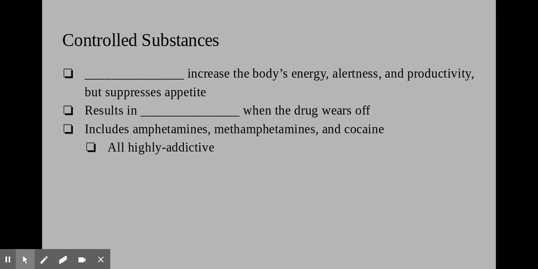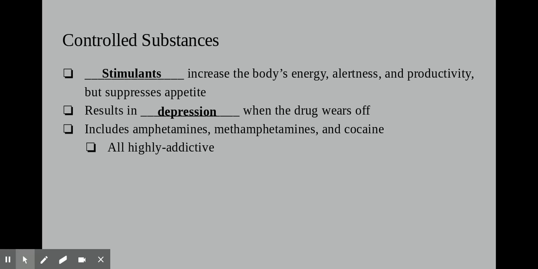Stimulants. These increase energy and alertness, and they help your productivity, but they also suppress appetite. Afterwards, depression. So you feel a crash later on when it wears off. A great stimulant being used every day is caffeine. By great, I mean it's one that's used widely.